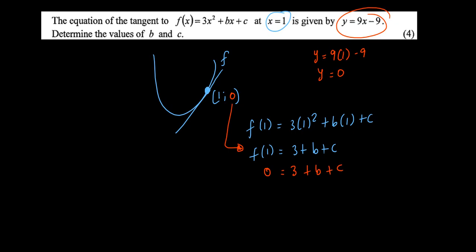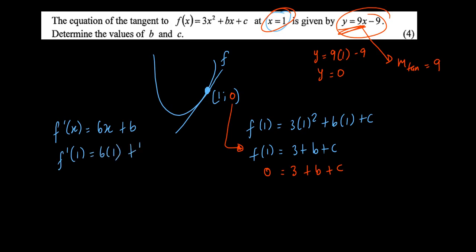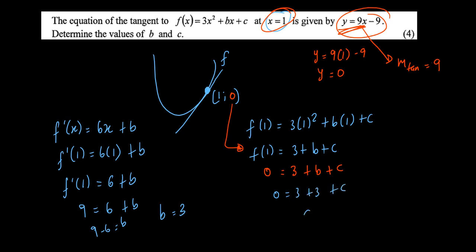Then you say, by being given the equation, I know that the gradient of the tangent is 9 at this x value. So you quickly find the derivative of f. The derivative of f will be 6x plus b. Remember, c is a constant. You want the gradient at 1, so you say 6 into 1 plus b. But you can't get the gradient because you don't have b. Then you simply substitute the gradient that you have, that is 9. Then 9 minus 6 gives me my b. So b is simply 3. Then I can use that 3 here to solve for c. So c is going to be negative 6.